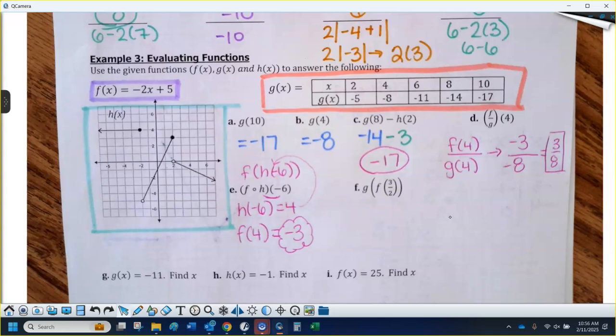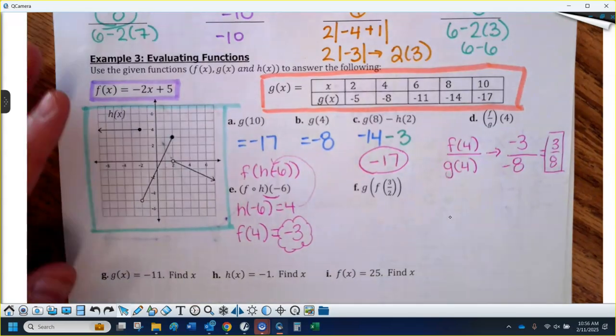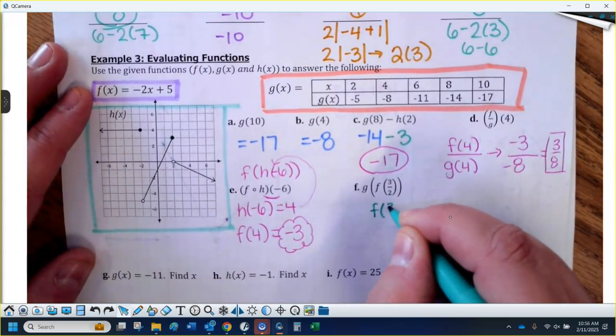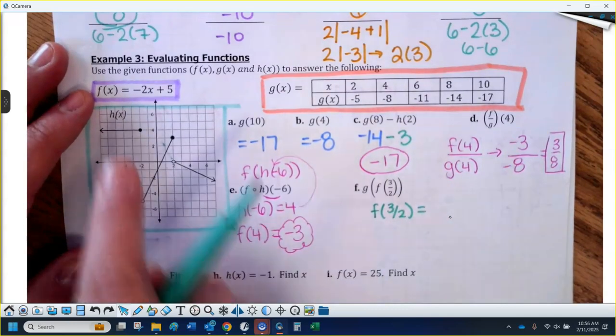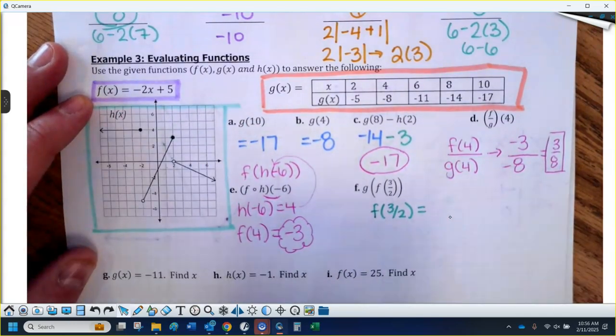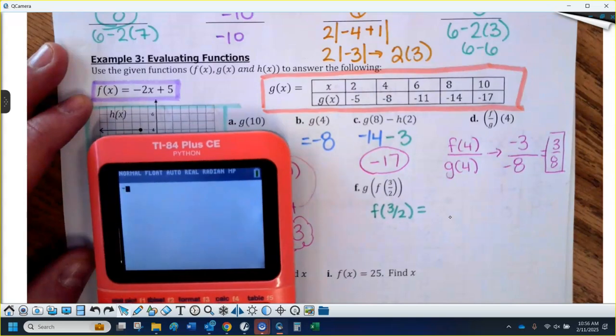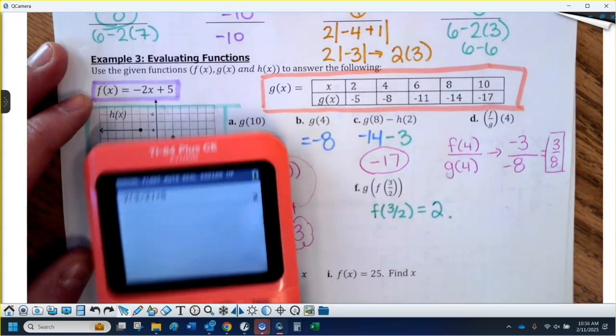Now, if I didn't notice that, you would just plug 4 into the function that says f of x. Okay. Now, don't get angry with the fraction here. I'm going to do f of 3 over 2. So the f of x function is just that little equation that we have there, little function rule. So I'm going to do negative 2 times 3 over 2, and I'm going to add 5 to that. Don't worry, it'll be a nice number. So that's 2.